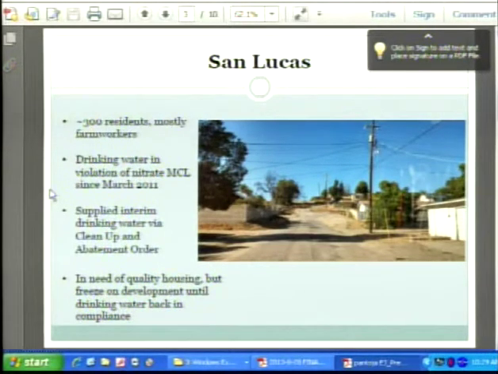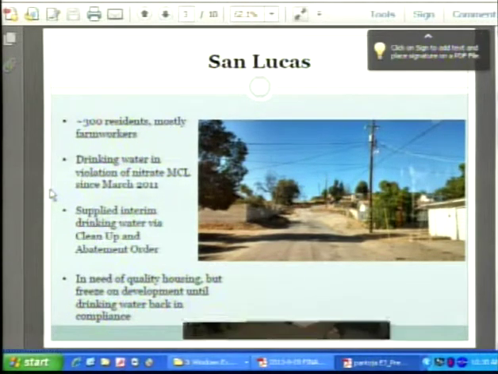Oh, and CHISPA, an affordable housing provider, was going to develop low-income housing there, which is really needed, but since the water became contaminated, there's a moratorium on development, so no housing.